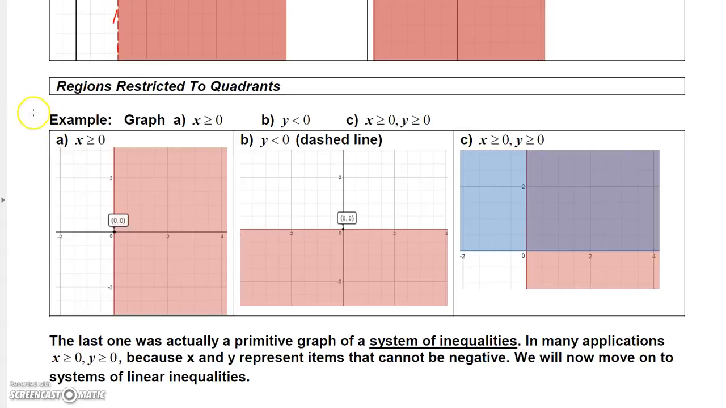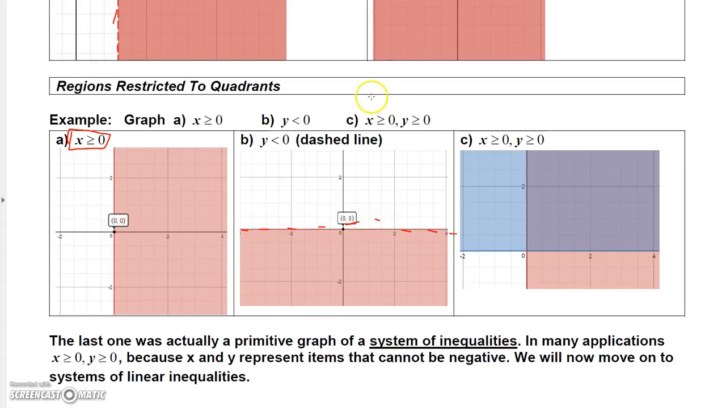A couple of other things you might want to know: if you wanted to graph the region x is greater than or equal to 0, that would mean you're shading everything to the right of the y-axis. If you were doing x is less than or equal to 0, you'd be shading to the left. If you wanted to do y is less than 0, you would shade everything below the x-axis, because that's where y is less than 0. And this should be a dashed line because I didn't say less than or equal to, I just said less than.